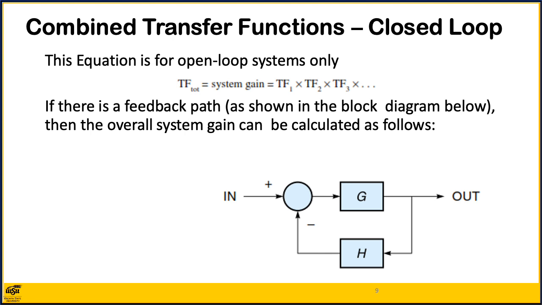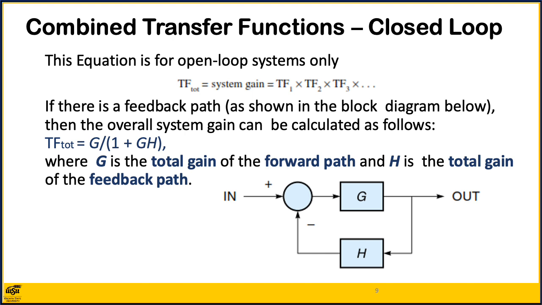If there is a feedback path, as shown in this diagram, then the overall system gain can be calculated as follows. Transfer function equals output over input, which works out to be G over 1 plus GH, where G is the total gain in the forward path and H is the total gain of the feedback path. You should do the algebra yourself to see that this is indeed the case.